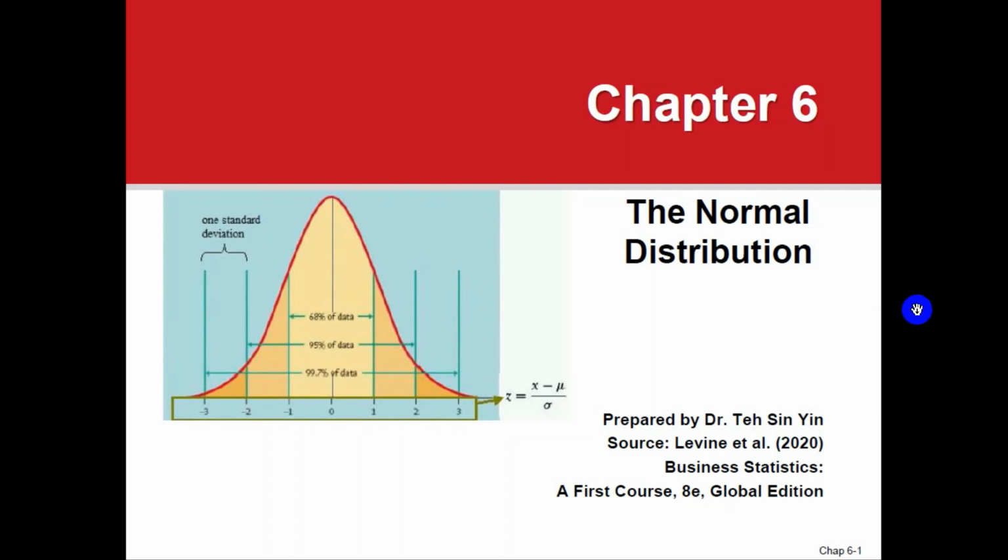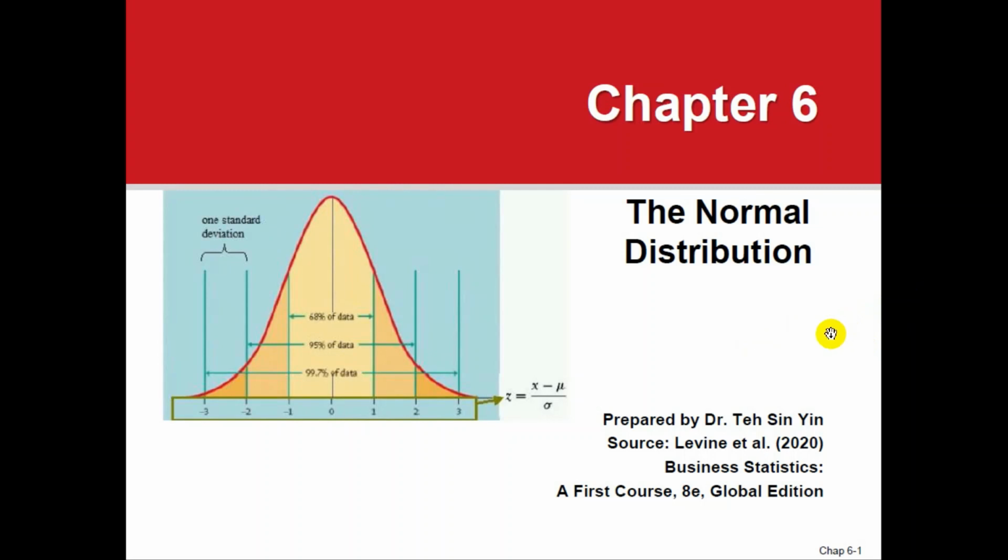Good day, everyone. This session we will cover Chapter 6, the normal distribution. Remember in Chapter 1, we learned about quantitative variables. For quantitative variables, there are two types, discrete and continuous. For discrete variables, we have the discrete distribution, which you have learned in Chapter 5. There are two types of discrete distribution, which are the binomial distribution and the Poisson distribution. In this chapter, we will focus on the continuous distribution, which is the normal distribution.